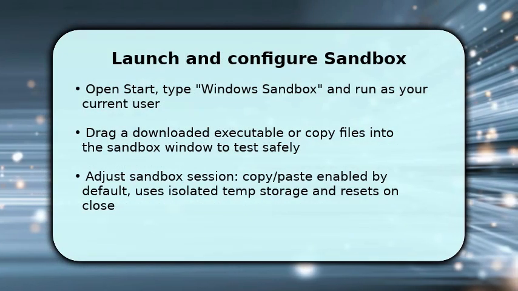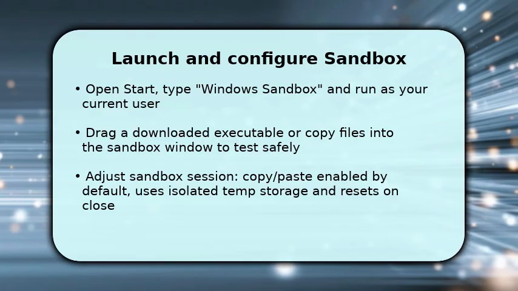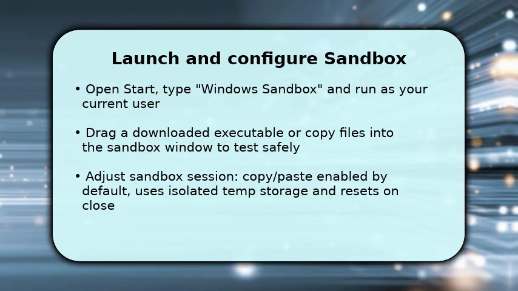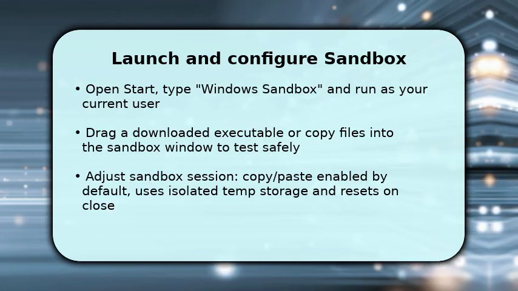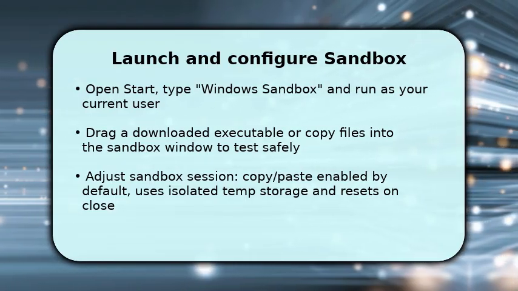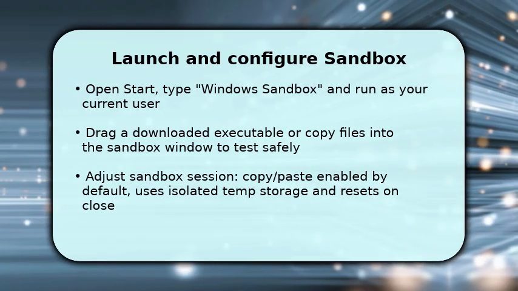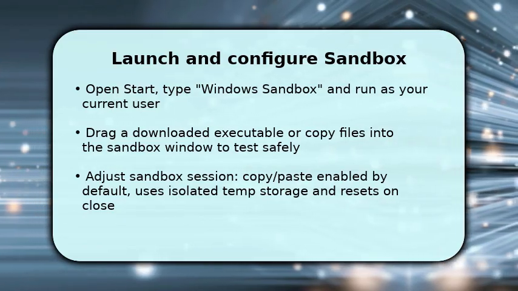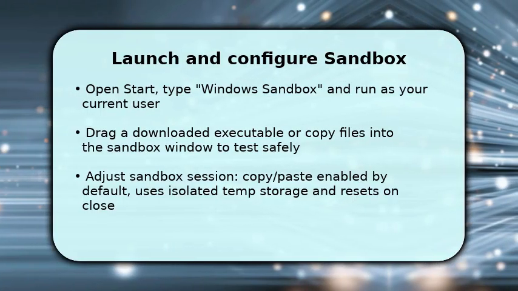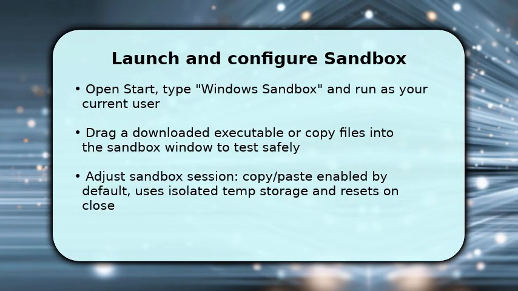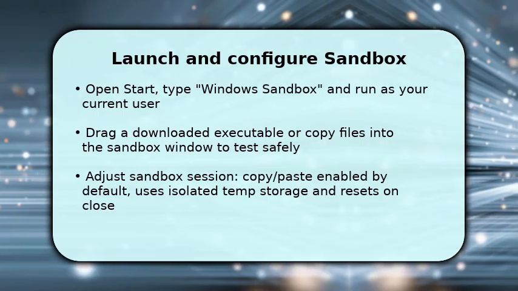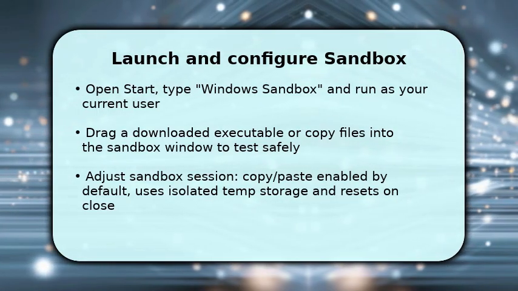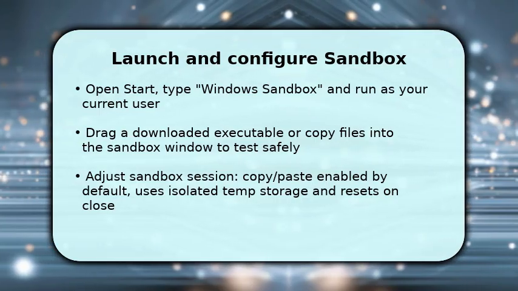Now you launch and use the sandbox like a temporary PC. Open Windows Sandbox from Start. It boots a clean Windows instance quickly. Once running, copy files in or drag an installer to test it. This isolates changes. You can install software inside. The sandbox has network access but resets after closing, so it's ideal for one-off tests. Make sure to transfer only files you intend to inspect, because snapshots don't persist. When you're finished, close the window to discard everything.